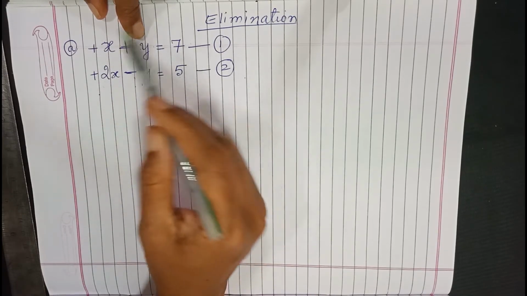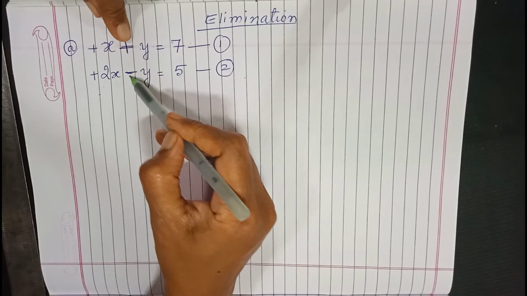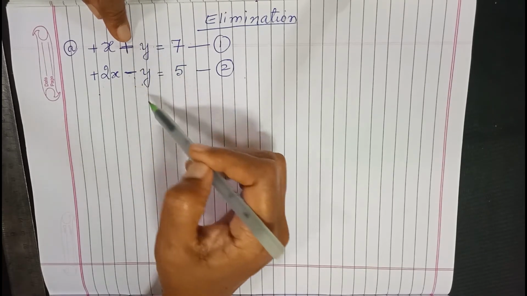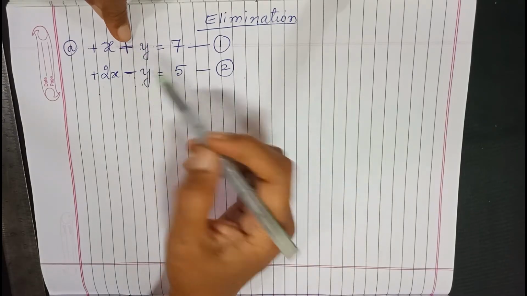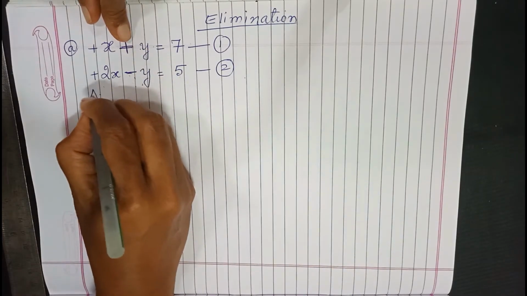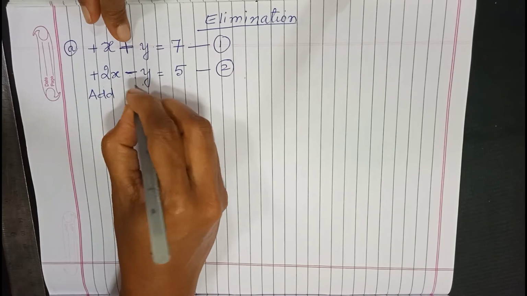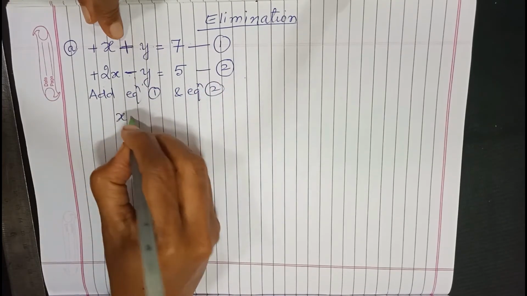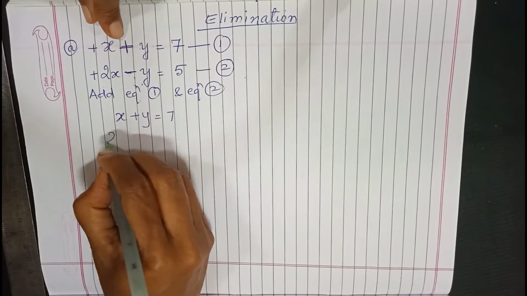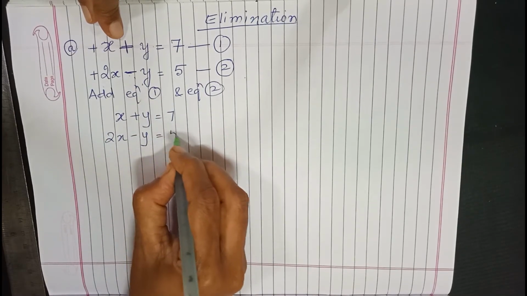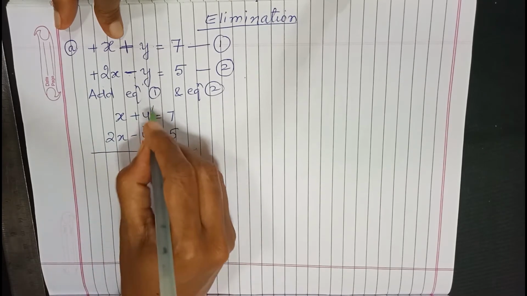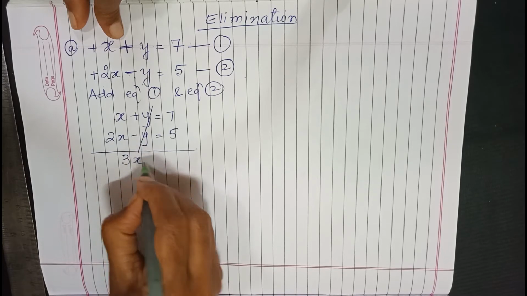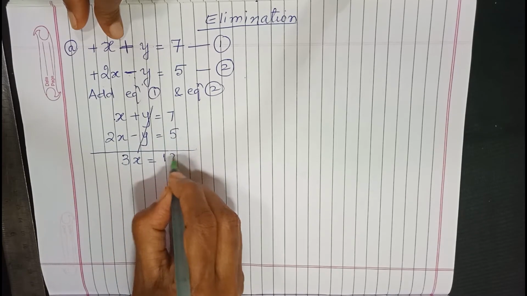So when you have such type of equations where one sign is plus, one sign is minus, we should always try to attempt to eliminate that variable because it's easy to add and eliminate. So what we do is we add equation 1 and equation 2. So x plus y is equal to 7, 2x minus y is equal to 5. Now when I add these two, the y gets eliminated. So 2x plus x is 3x and 7 plus 5 is 12.